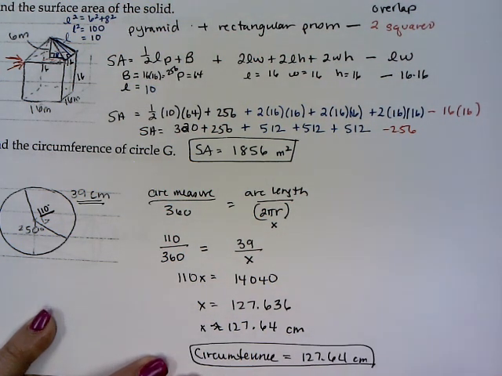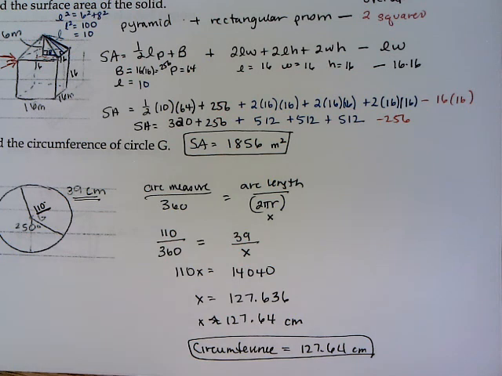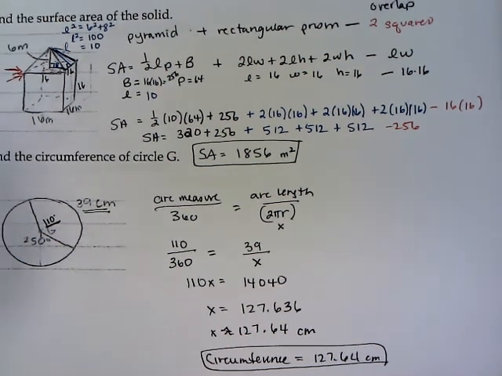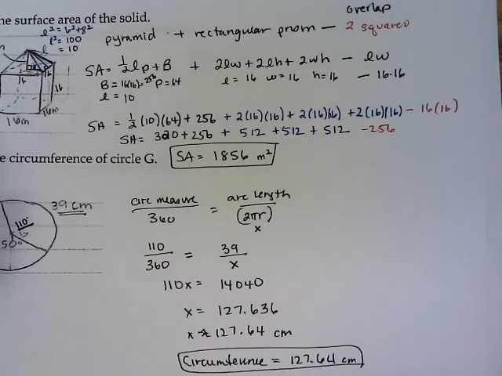Since I never identified my circumference being x, I want to go back and rewrite it here at the bottom that my circumference equals 127.64. All I did was cross multiply and divide. And I do know I'm going a little fast, so if I am going too fast, of course you can pause, or secondly, you can ask questions and bring them to class, or email me. That's fine.